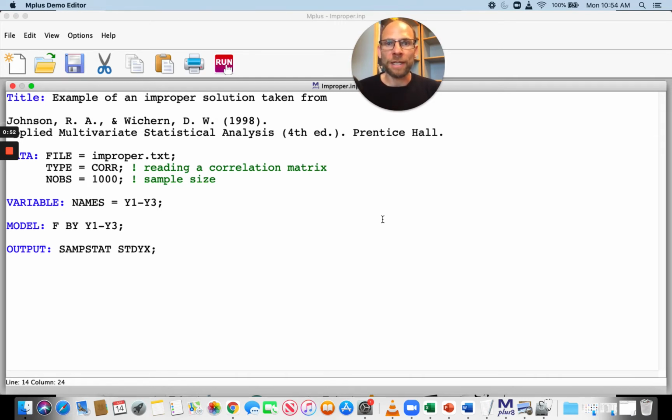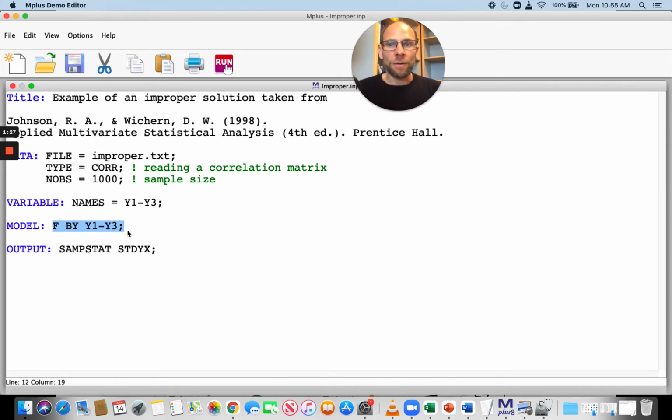Specifically, in this example there are three observed variables, y1, y2 and y3, or we could say indicators, and the assumption in the model is that those are indicators of a single factor f. The model in Mplus is specified as f by y1 through y3, which means Mplus will estimate a single factor congeneric measurement model where all these variables load onto this factor, they have different loadings, and they have uncorrelated error variables.